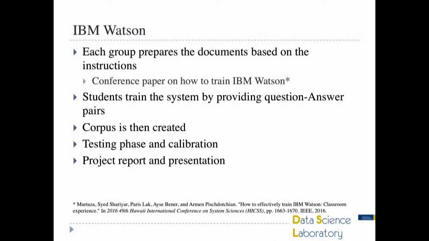Last year at the IBM Watson Education Conference, we presented a paper where we explained step by step how the project was conducted. Students train the system by providing some question-answer pairs. Then they create a corpus, and they test and calibrate their model. Then they prepare a project report and make a presentation at the end. In this paper, we talked about more than 10 projects, and each group prepares 40 plus documents.